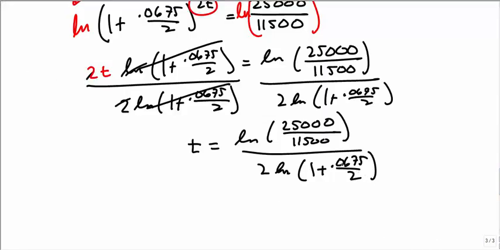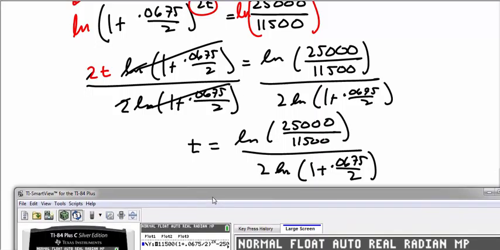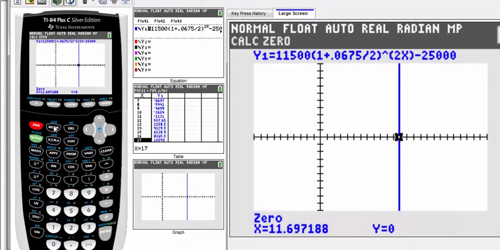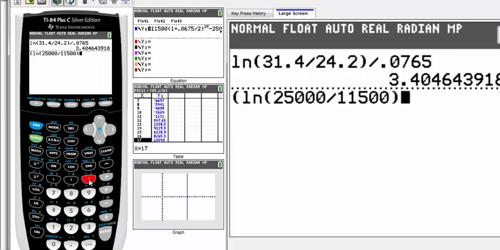A couple of other things are going on with this particular problem. I could simplify the 0.0675 over 2. I could divide both sides through by 100, top and bottom, but I'm just going to plug it in as is. So let's go ahead and plug this in. Let's do ln of 25,000 over 11,500. I'm going to start with this big set of parentheses here. So the ln of 25,000 divided by 11,500. I'm closing the parentheses on the log argument and on the numerator.